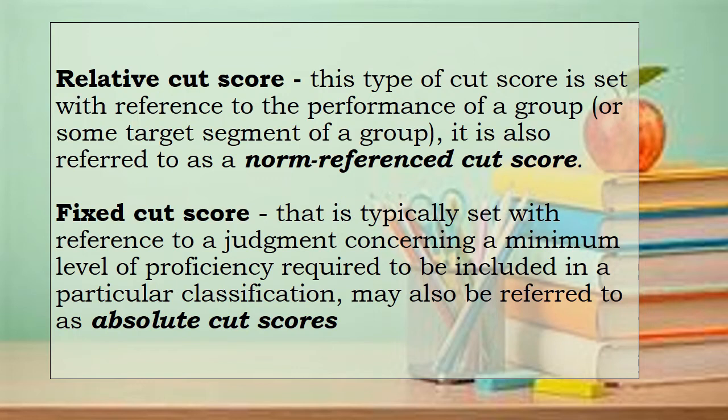A relative cut score is set with reference to the performance of a group or some target segment of a group. It is also referred to as a norm-referenced cut score. Next is the fixed cut score. That is typically set with reference to a judgment concerning a minimum level of proficiency required to be included in a particular classification. It may also be referred to as an absolute cut score.